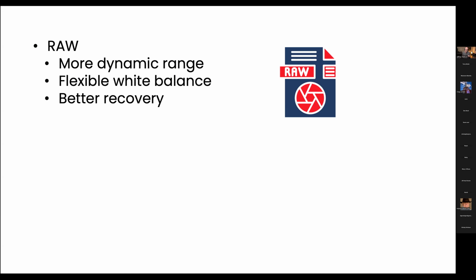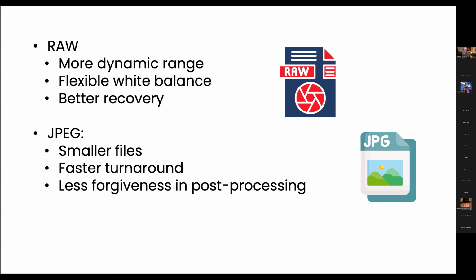The advantages to that: it'll give you a little bit more dynamic range, it gives you a flexible white balance, which is going to be key when we get to my white balance section, and it gives you better recovery of highlights and shadows if you shoot in this RAW format. That's as opposed to JPEG format, which does have smaller files and can have faster turnaround.